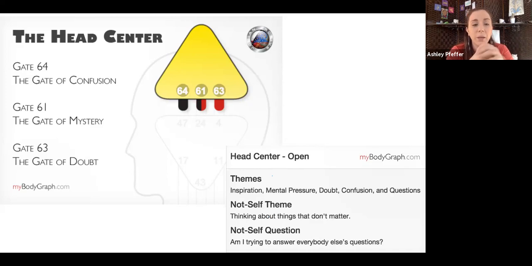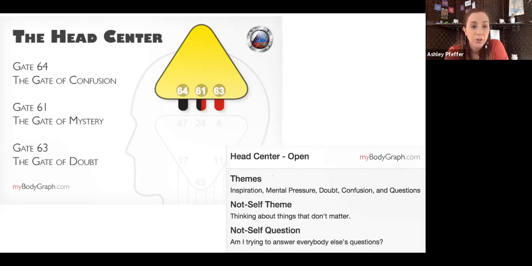So a lot of people who have defined head centers are constantly coming up with ideas, but they're not always taking action on them. But when they come up with the ideas, it gets thrown out into that collective energy that we can pull from. And a lot of people with open head centers, which I think is 70 or 80% of the population, are like, ooh, what's this floating around? I'm gonna pull that in.